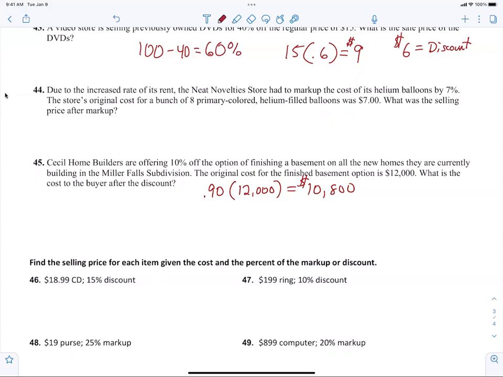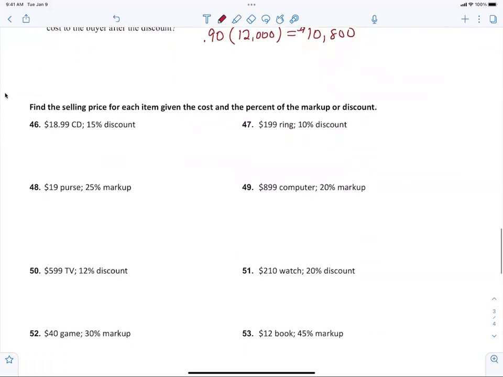All right. 47. So I did 199 times 0.90, and then I got 179. $179.10. Anybody else get that for 47? Yeah. All right.